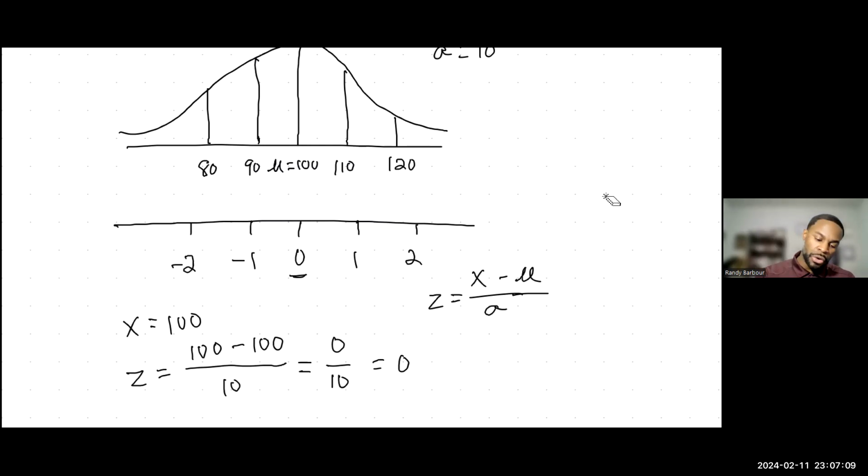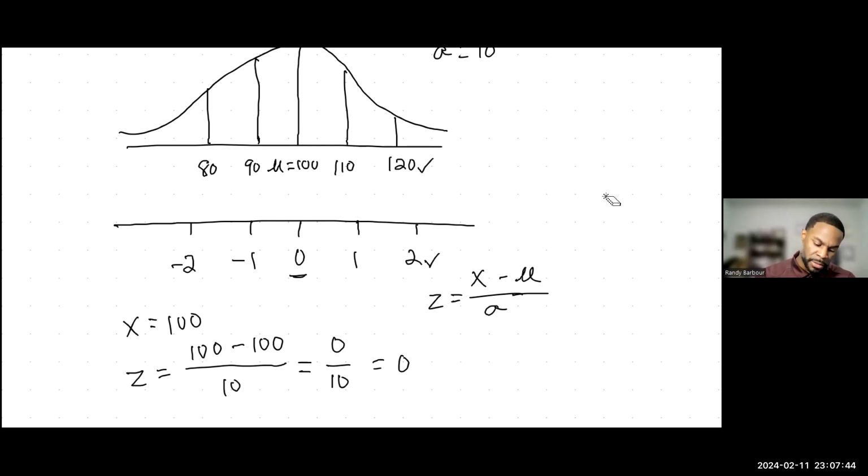-2. I'm going to show you, again, if I went 2 standard deviations above the mean, right? We would go z equals, and again, I'm using the 120. 120 minus 100, divided by 10. So this would be 120 minus 100, which is 20 over 10, and that will give you 2. Again, corresponds to 2.